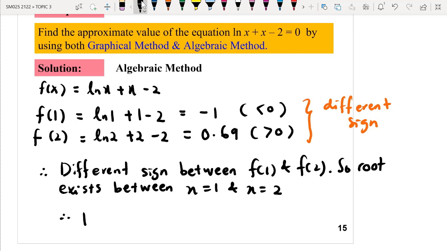So for our approximate value here, I'll just choose the middle value between x equal to 1 and x equal to 2. And in this case, it will be 1.5. So this is how we do the algebraic method.